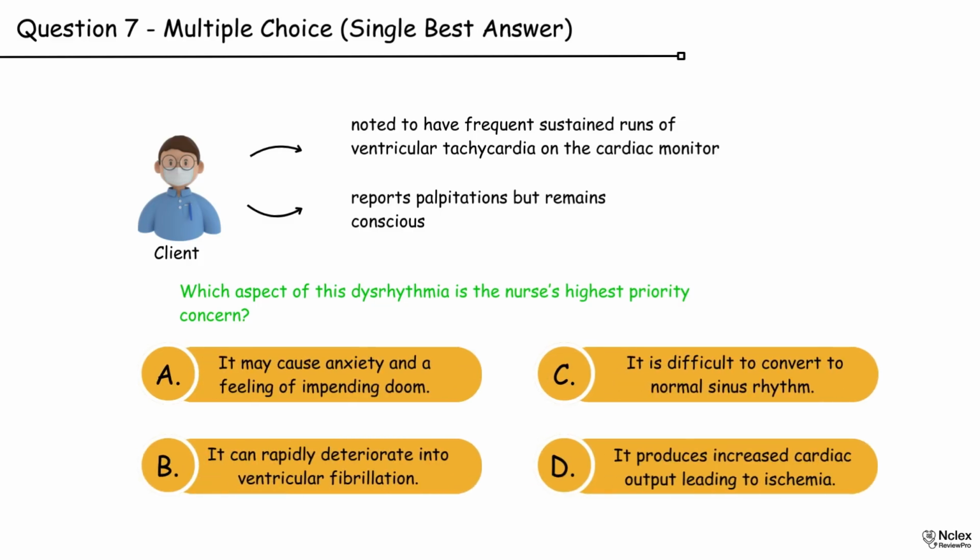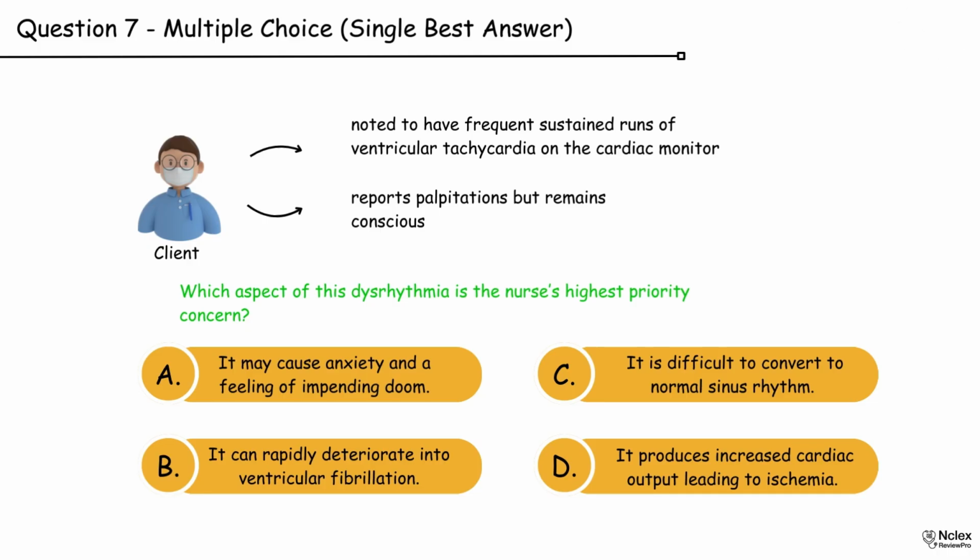Option A. It may cause anxiety and a feeling of impending doom. Option B. It can rapidly deteriorate into ventricular fibrillation. Option C. It is difficult to convert to normal sinus rhythm. Option D. It produces increased cardiac output leading to ischemia. Take a moment. Ask yourself what the most dangerous progression is. Pause here if you need to.